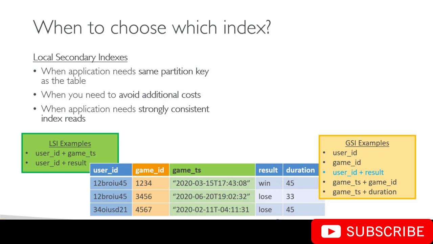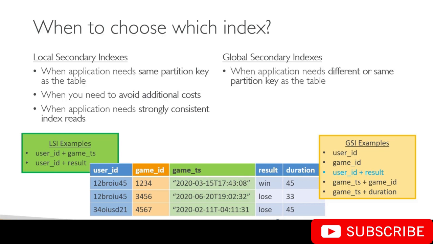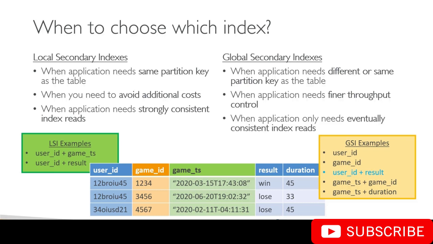Then what's the use case for global secondary indexes? When your application requires a different partition key than the table, then you use the global secondary indexes. You can also use them when your partition key is the same as that of the table. When your application requires finer throughput control, you can use global secondary indexes. Remember, global secondary indexes have their own throughput. And when your application only requires eventually consistent reads, that's when global secondary indexes should be used, because global secondary indexes do not support strongly consistent reads.